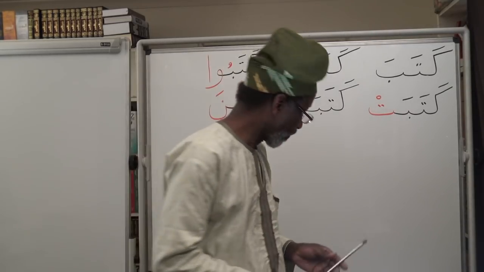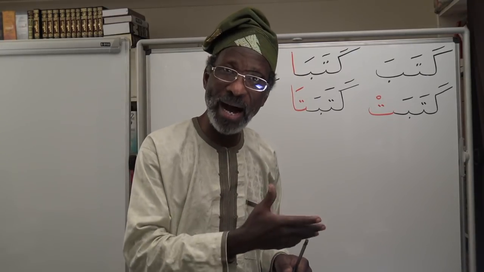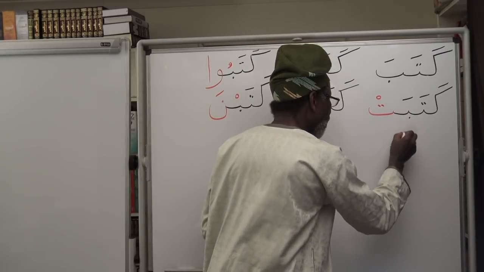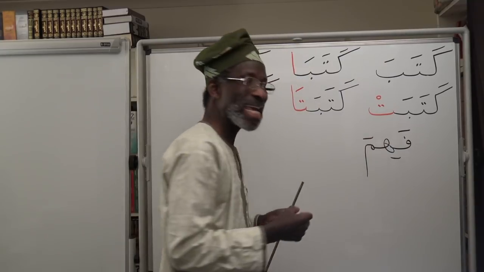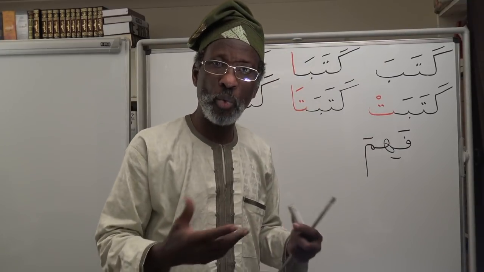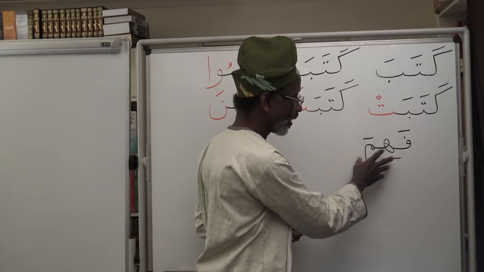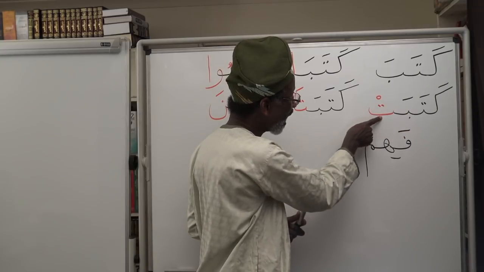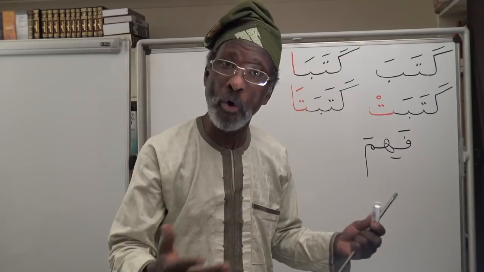Now, for instance, if I give you the verb, let's say fahima, he understood. If you want to say she understood, all you have to do is leave all these alone. Look at the last letter as we did here. Just add this t, it becomes fahimat, she understood.